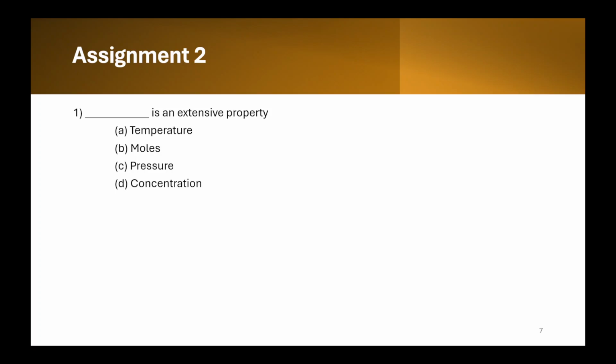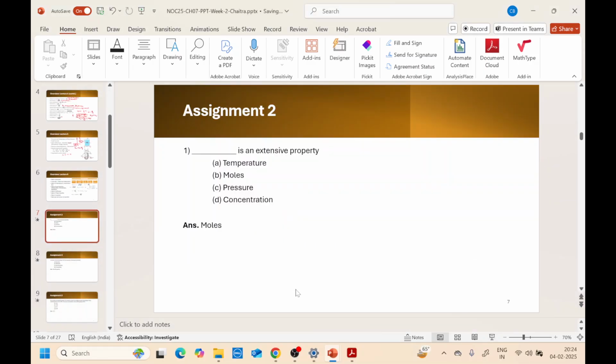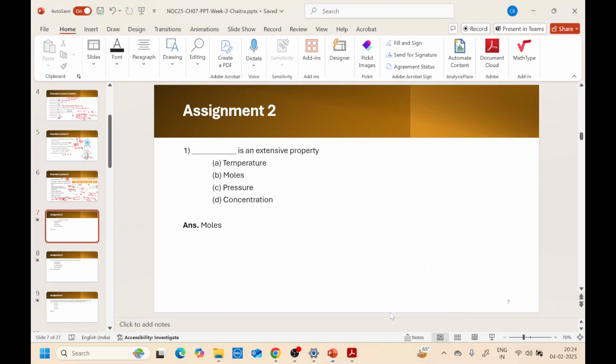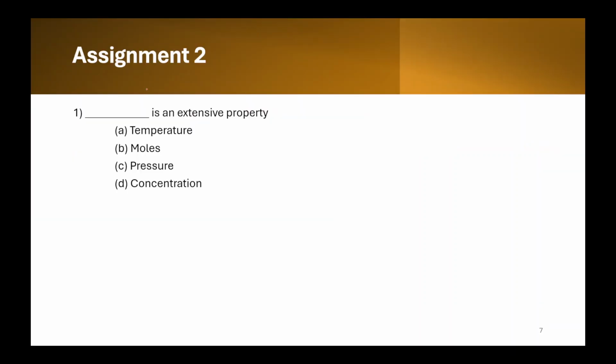So first question is, dash is an extensive property. So what will be the correct answer here? Can anybody tell me? It's given, I just showed you.